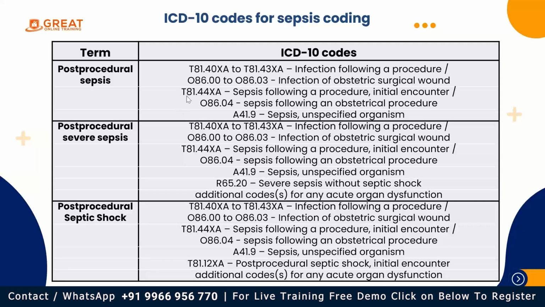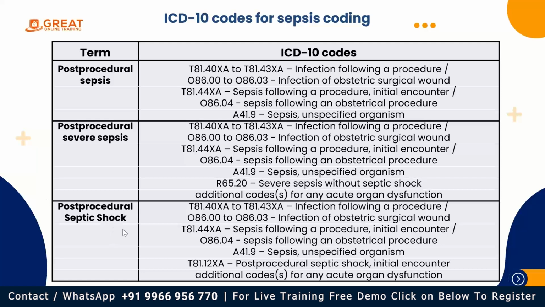Then the second code will be T81.44XA, sepsis following a procedure, initial encounter, or O86.04, sepsis following an obstetric procedure. The third code will be A41.9 to represent sepsis, unspecified organism. If the organism is known, code accordingly. Then for post-procedural severe sepsis, again the first three codes are the same, the fourth code will be R65.20, severe sepsis without septic shock, and the fifth code will be an additional code for any acute organ dysfunction.